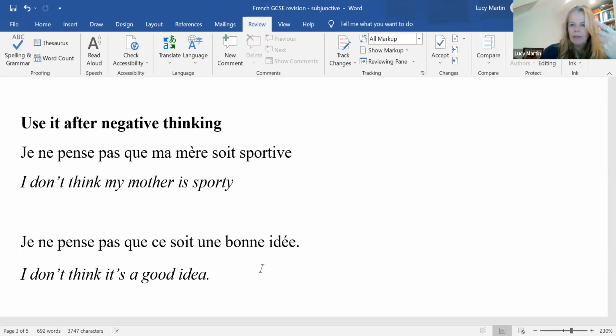It is necessary that. I want that. I'm happy that. And I don't think that. The way we're doing it, we're taking the they form, taking off the ENT, adding E. Then we've got those irregulars, which were soit, avoir, aller, and faire. Those were your main ones. And then there was pouvoir, which went to puisse.